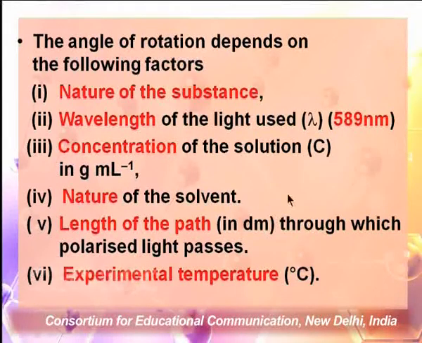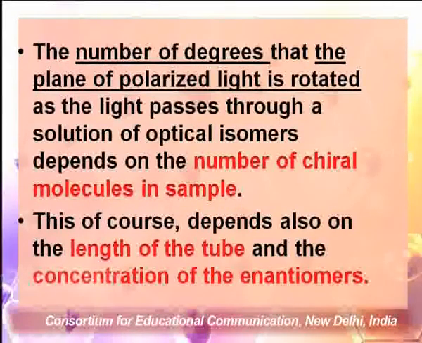And we take the tube, the path is measured in decimeters. And then of course the experimental temperature. So now we say, what is the rotation produced by a typical sample? The number of degrees that a plane of polarized light is rotated as the light passes through a solution of optical isomers depends on the number of chiral molecules in the sample. So that means it will depend on the concentration of the sample.